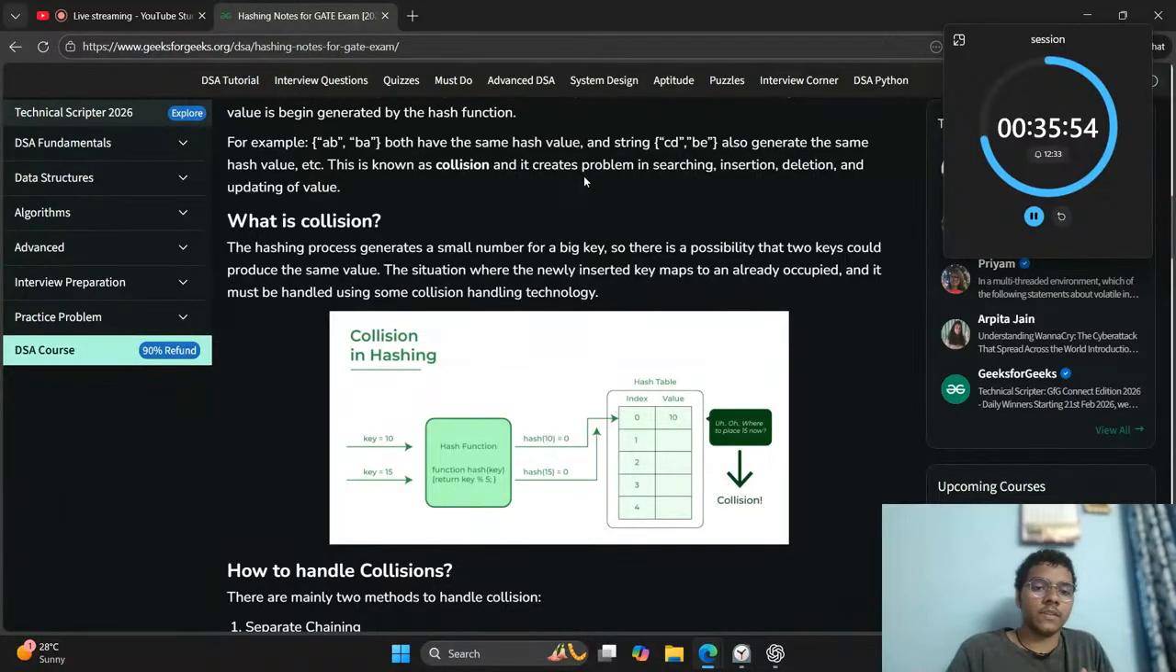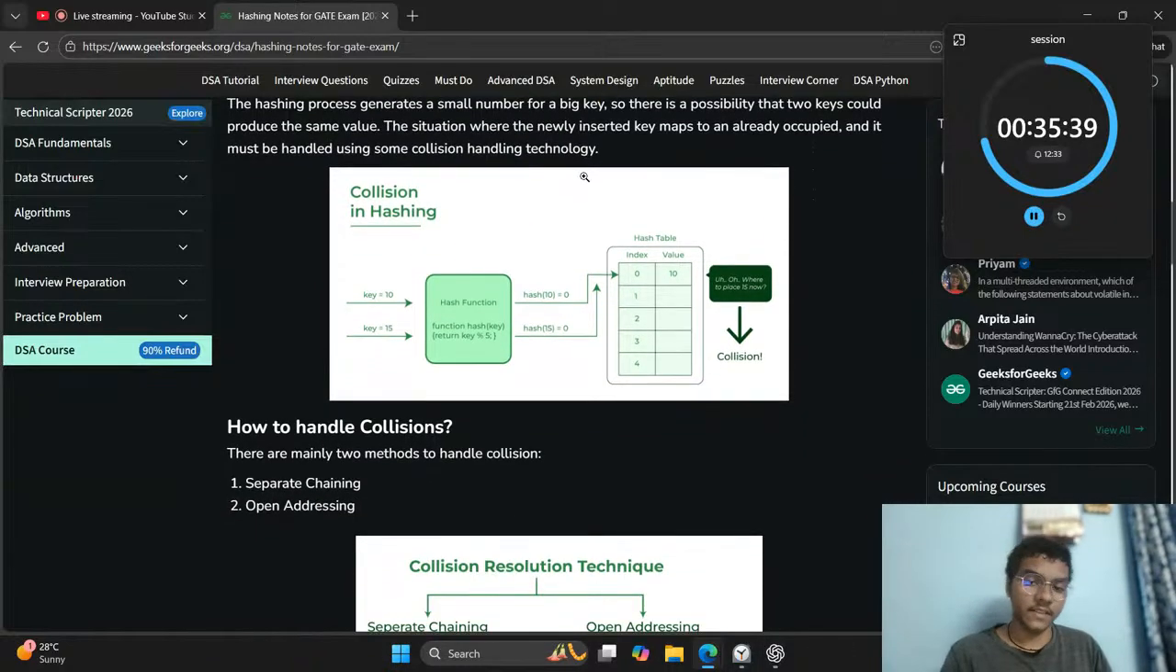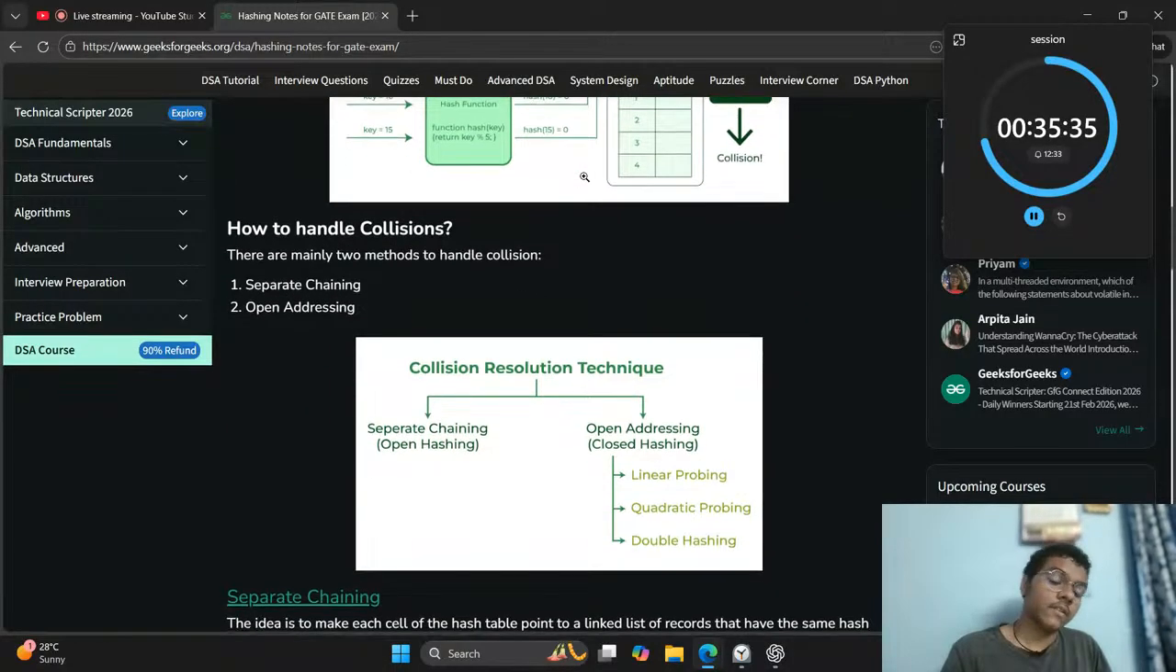The hashing process generates a small number for a big key. So there is a possibility that two keys could produce the same value. The situation where the newly inserted key maps to an already occupied slot must be handled using some collision handling technique. How to handle collisions?